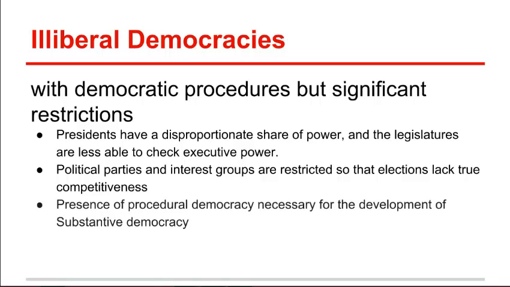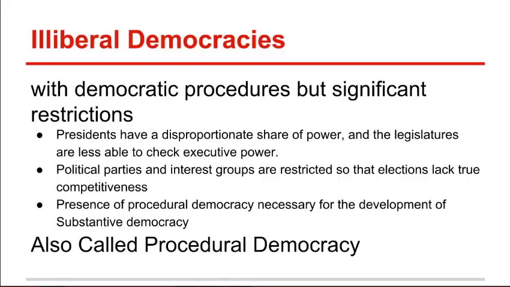However, the final idea is the presence of a procedural democracy necessary for the development of a substantive democracy in any type of authoritarian regime. The best example would be the Soviet Union during the Cold War, where despite heavy religious oppression, the Russian Orthodox Church remained. Illiberal democracies have restrictions, but can transform into liberal democracies.